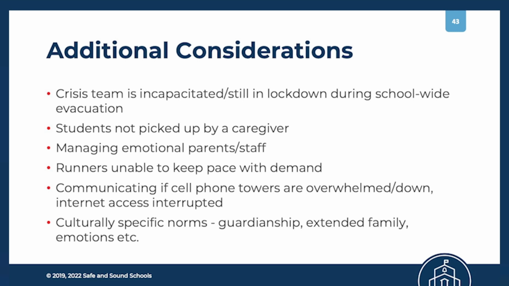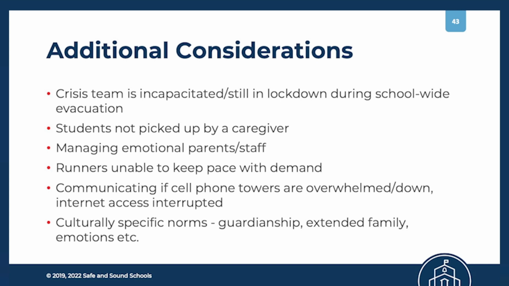Very important. Some additional considerations: the crisis team may be incapacitated, or perhaps they're still in lockdown during a school-wide evacuation and reunification. Sometimes these processes take a very long time. So what is our plan? What if that A team, as in our case, is not available to support this process? What do we do if a caregiver does not show up? What is the plan to support students who a family member does not show up for any given reason?